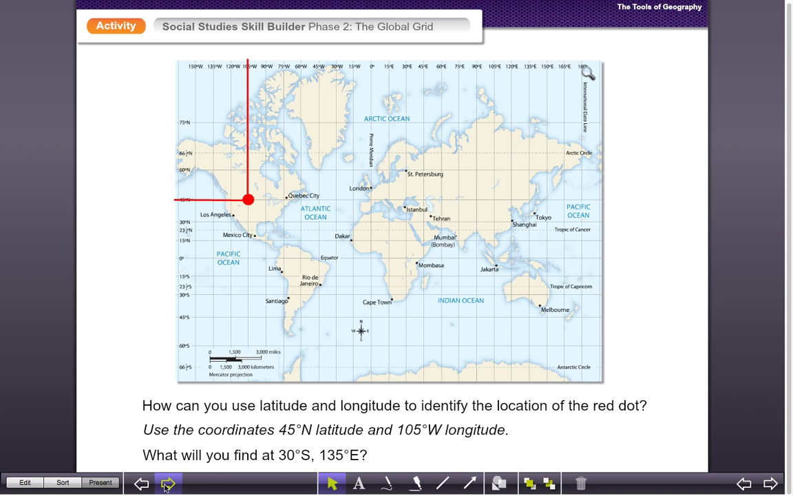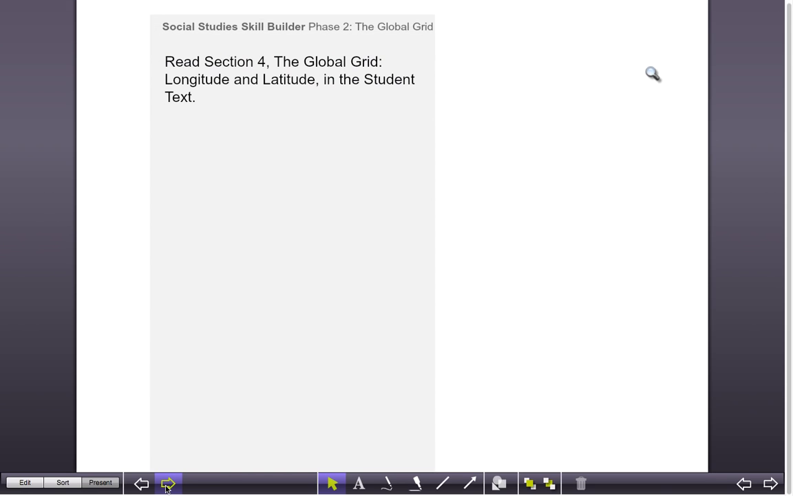What will you find at 30 degrees south and 135 degrees east? So let's take a look. Let's find those lines on here. Going down that way, and then it meets right over here. Where does that get us? Right there on the island of Australia. Okay, so that's how we have these things meet. You got to know the north and the south portions, the east and the west portions, and then you got to find the degrees of latitude and longitude, and that'll get you to your point on the map.